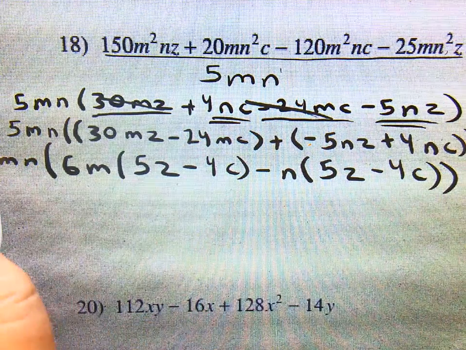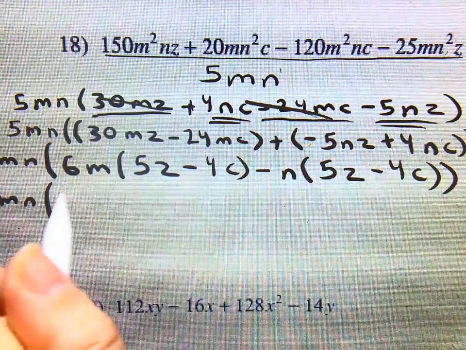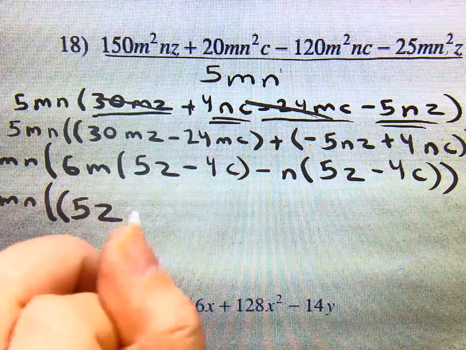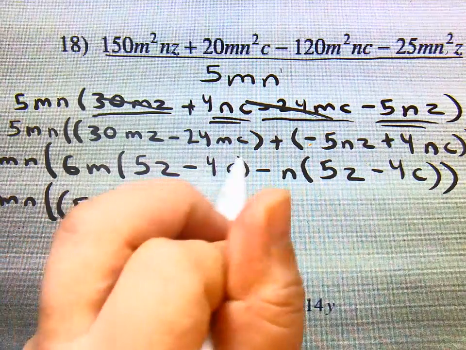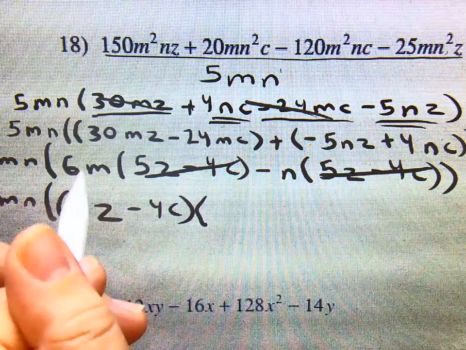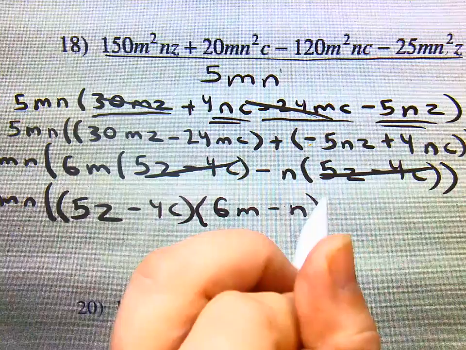So 5mn. I'm now going to pull out and factor out my binomial. And what am I left with? 6m minus n.